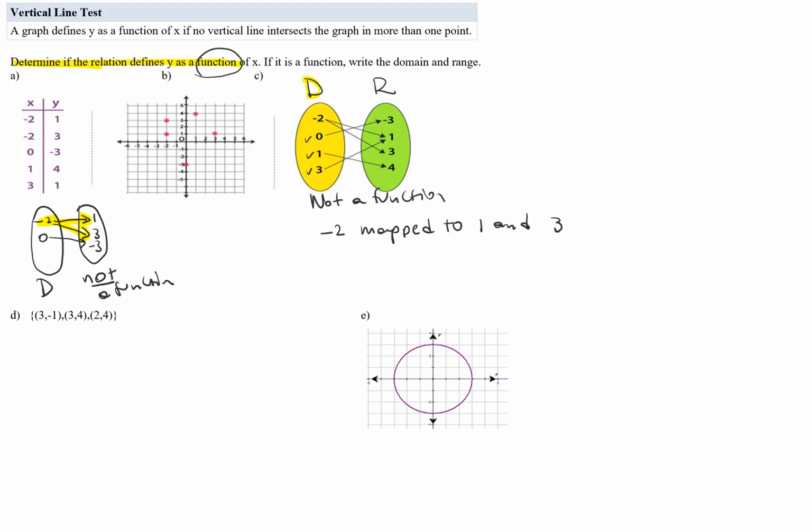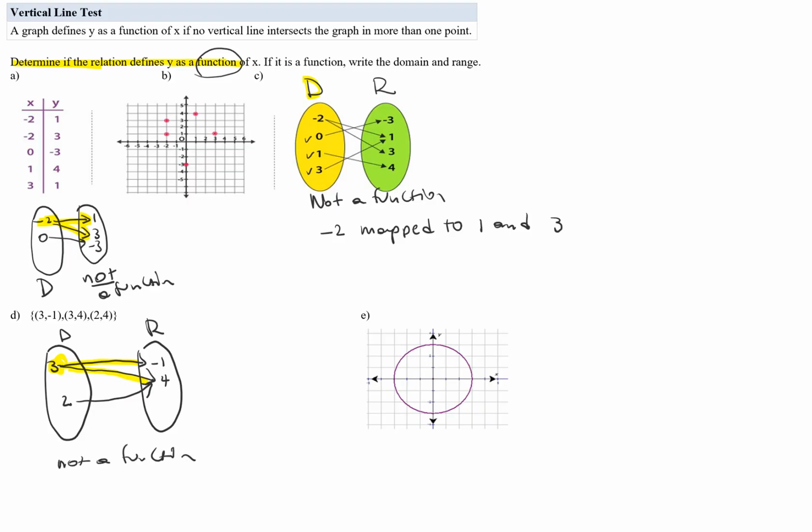On letter D, I will follow the same picture if it helps. This is the domain, this is the range. Point 3 is mapped to -1. Point 3 is mapped to 4. And point 2 is mapped to 4. The problem here is point 3. It has two arrows leaving it. So that keeps it from being a function. This is not a function because point 3 has two arrows leaving it.